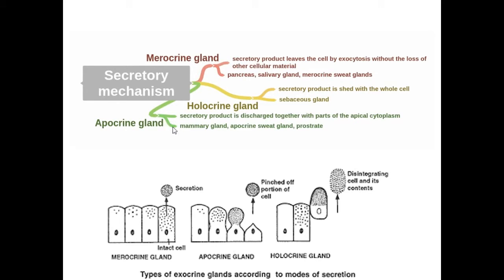In apocrine gland, for example, mammary gland, apocrine sweat gland, and prostate, the secretory product is discharged together with parts of the apical cytoplasm. Apocrine gland will accumulate their secretory product at the apical surface of the secreting cell. Then the portion of the cell will pinch off from the rest of the cell to release secretion. The remaining parts of the cell will repair itself and repeat the process.